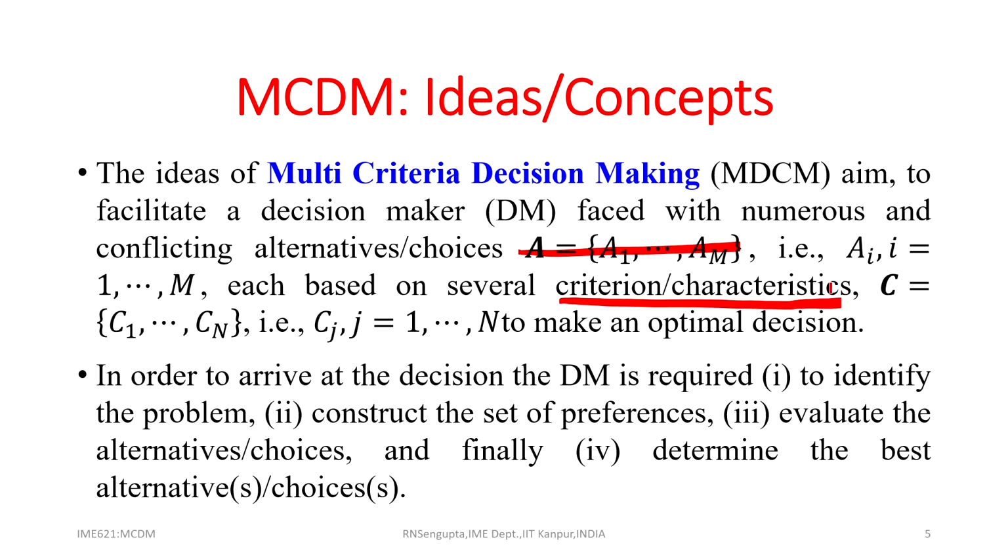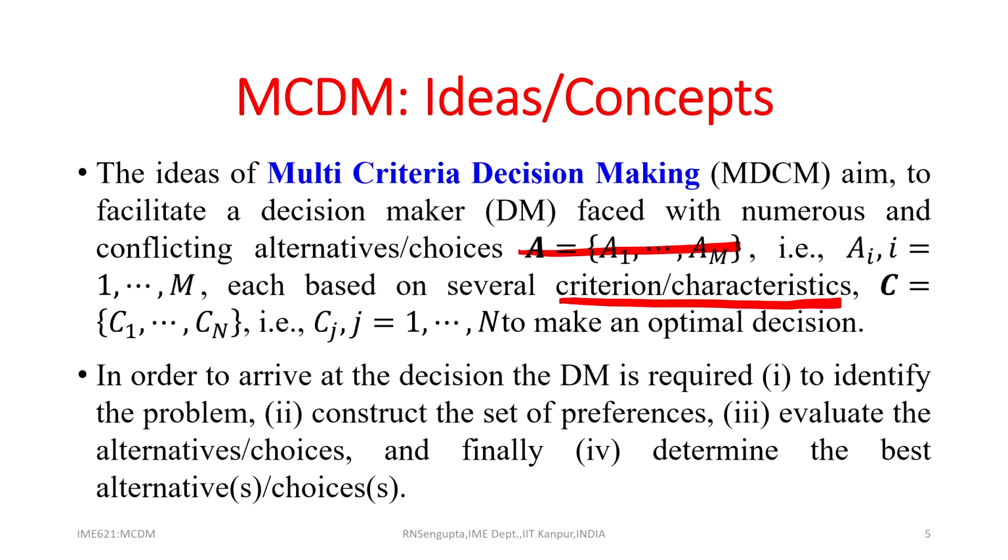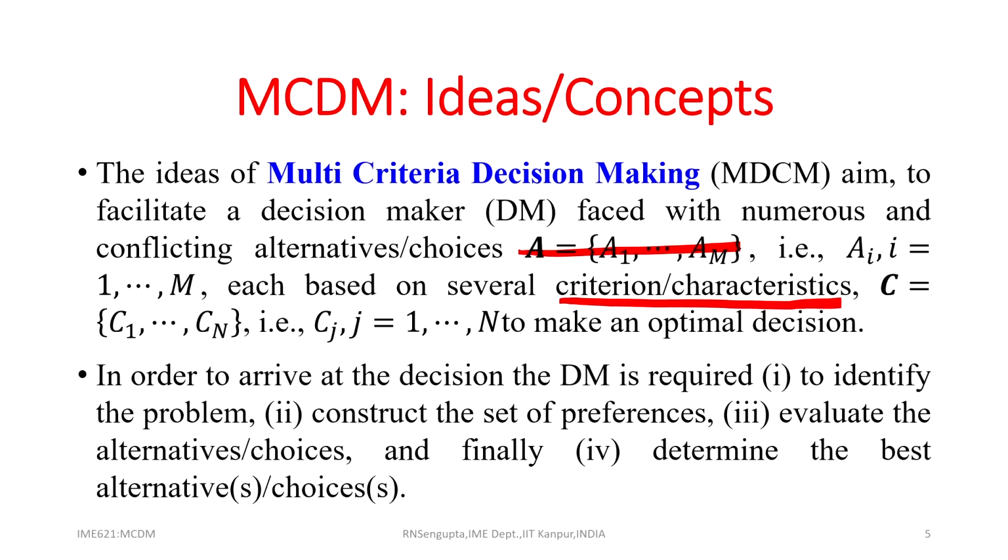So, buying a car, the car would have a color, mileage, safety features, and maintenance cost. All these would be characteristics or criteria, and the set of cars which we will consider as alternatives can be Volkswagen, Kia Motors, Maruti Suzuki, Tata Motors, Honda, Hyundai, whatever it is. So, based on these criteria you make a decision for the alternatives.